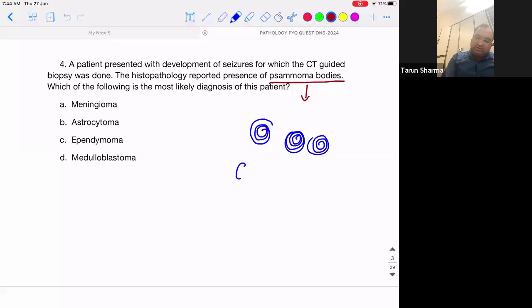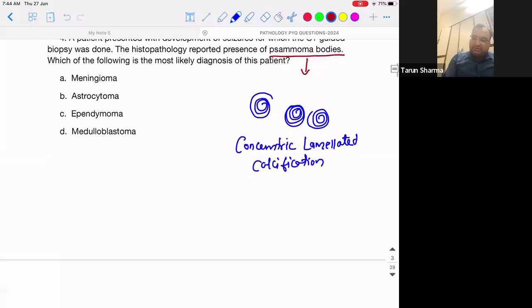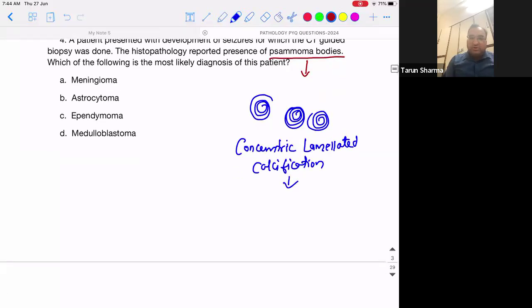So these are concentric, lamellated calcification. Which type of calcification is it? Is it a dystrophic calcification or a metastatic calcification? Always remember, any kind of calcification happening in our body is of two types: either dystrophic or metastatic. This psammomatous calcification belongs to the category of dystrophic calcification. Okay.